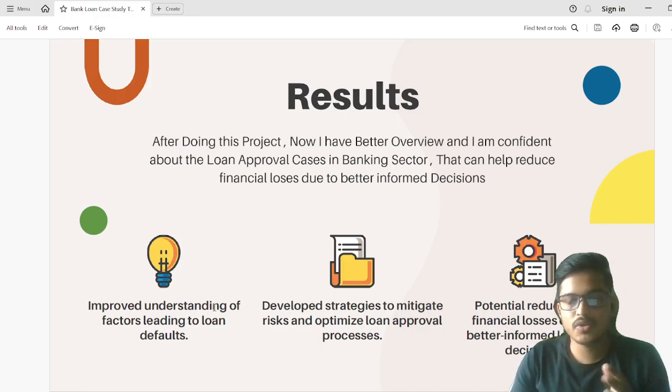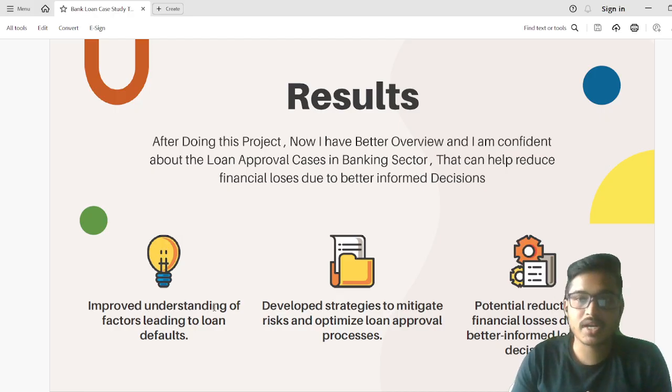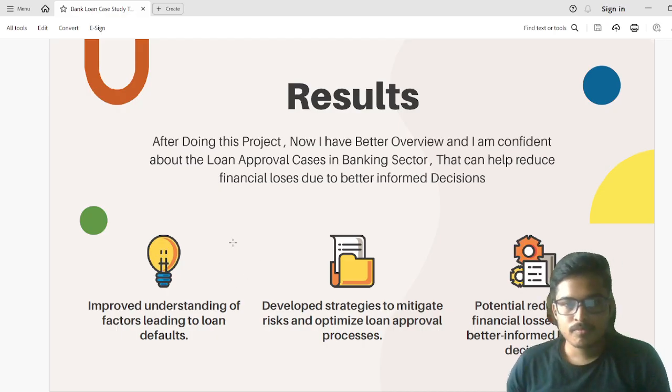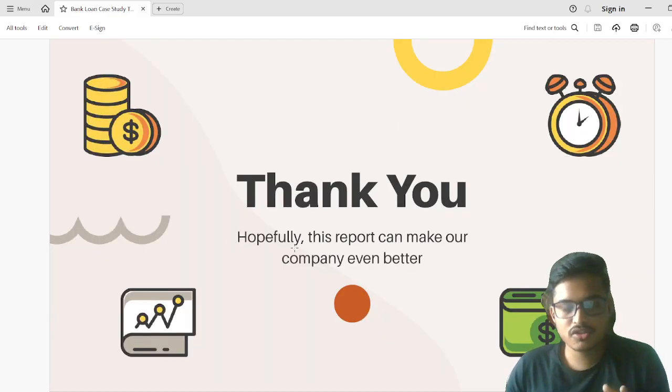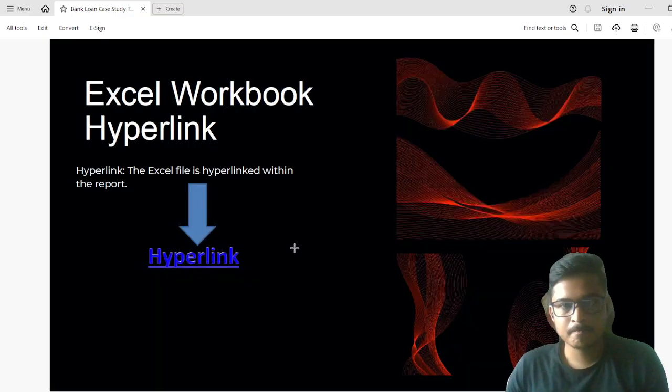And trust me guys, after doing this project, now I have a better overview and I am very much confident about loan approval cases in the banking sector that can help reduce financial losses due to better informed decisions. So thank you so much. Hopefully, this report can make our company even better.